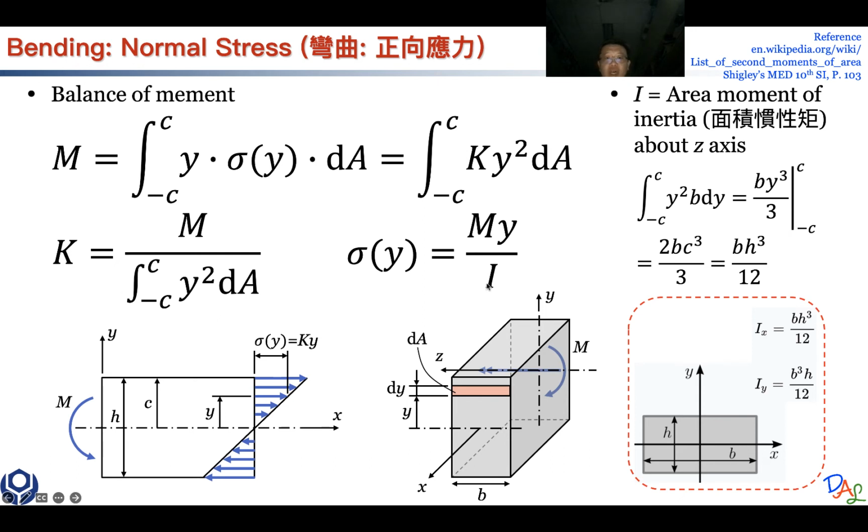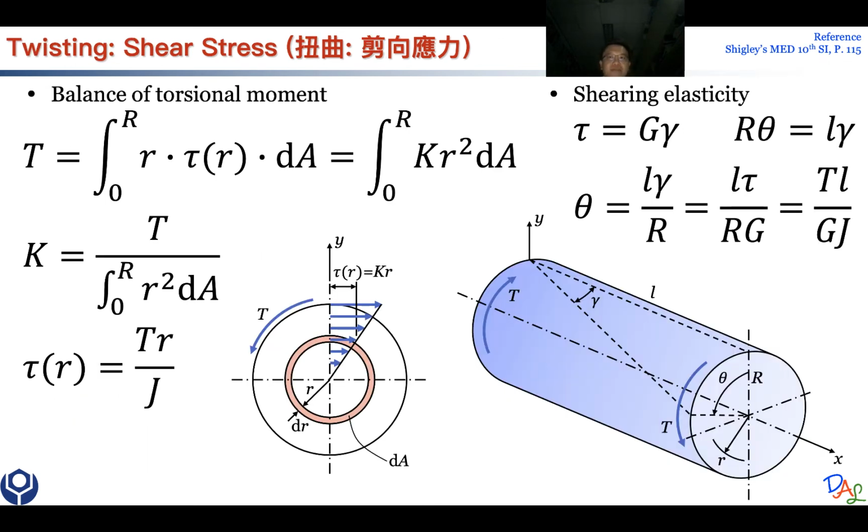Okay, so now we understand stress depends on how much force or moment you apply, where you are observing, and also what kind of geometry you are studying. I'm sorry, there's a construction outside. It could be loud. Okay, now let's talk about shearing.